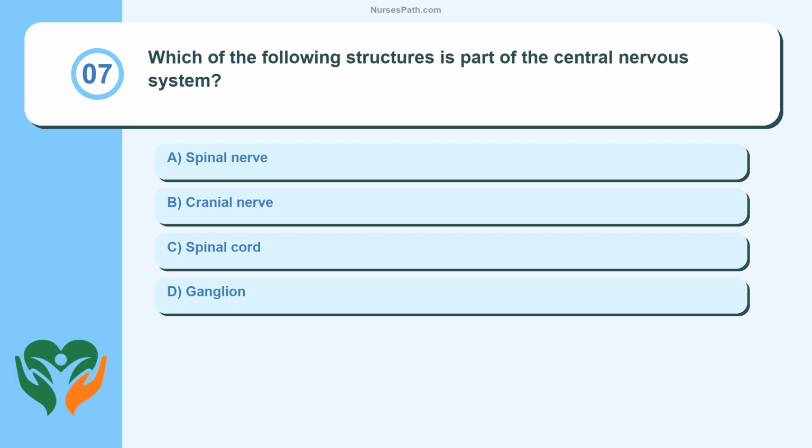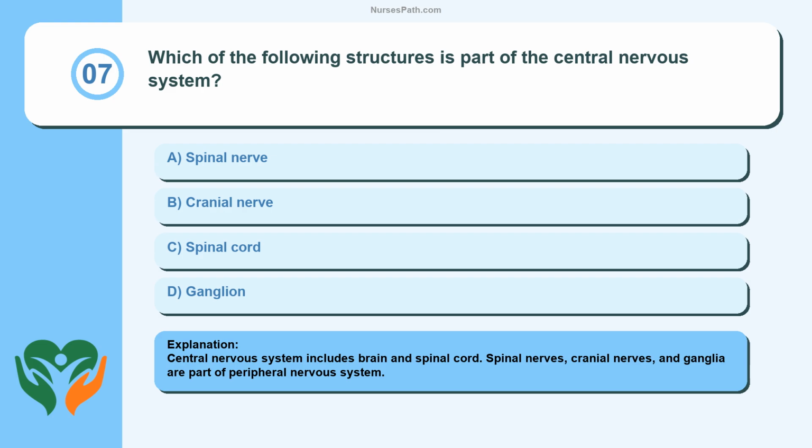Question 7. Which of the following structures is part of the central nervous system? Spinal nerve, cranial nerve, spinal cord, ganglion. Central nervous system includes brain and spinal cord. Spinal nerves, cranial nerves, and ganglia are part of peripheral nervous system.